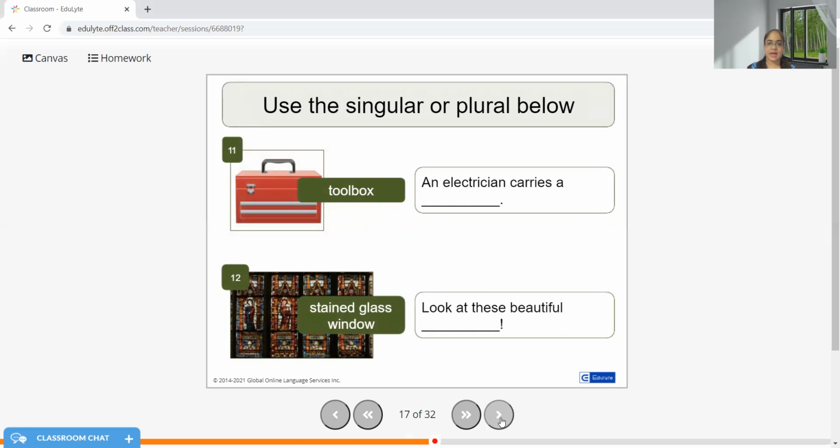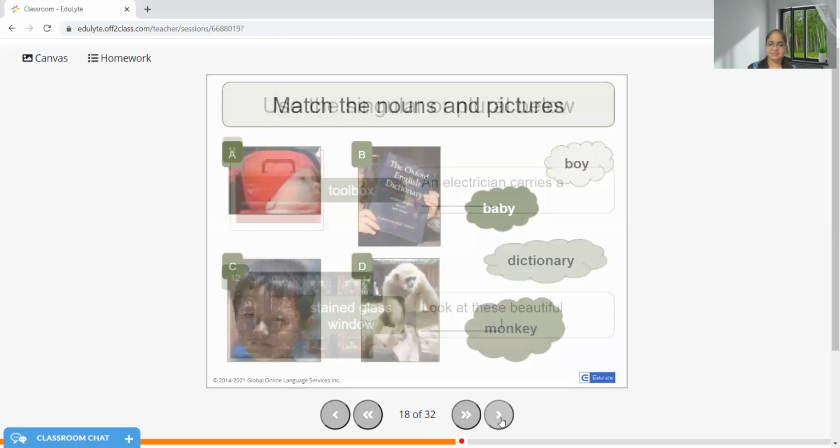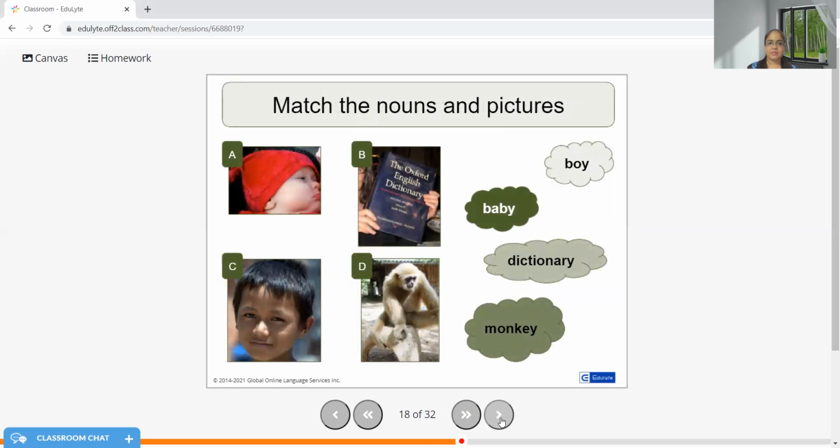An electrician carries a toolbox. One toolbox. Look at these beautiful stained glass windows. This will be plural. A baby, a dictionary, a boy, a monkey. Now, this is just one person or one monkey I'm talking about, so I'm using a before them.